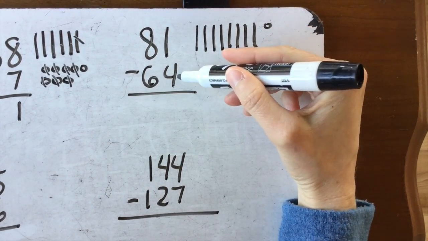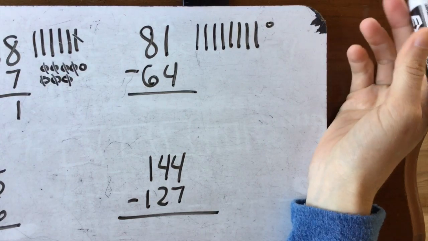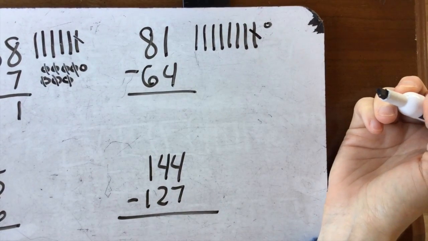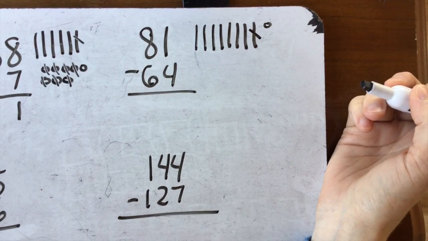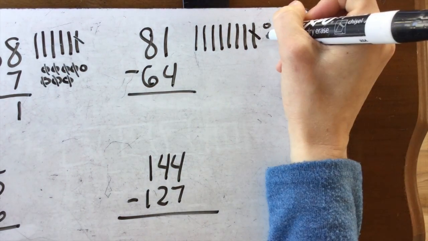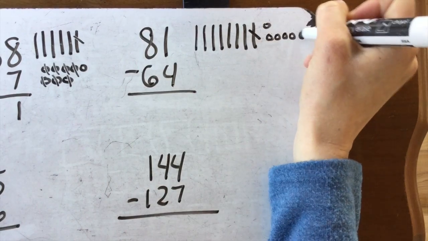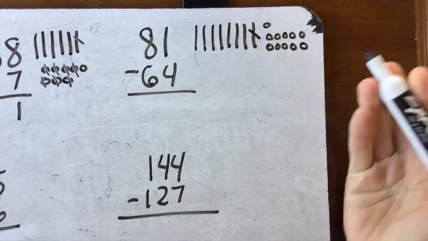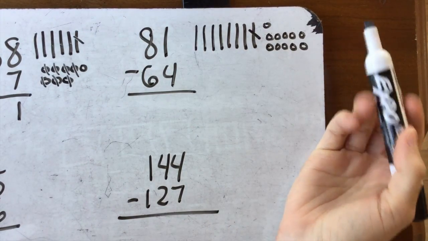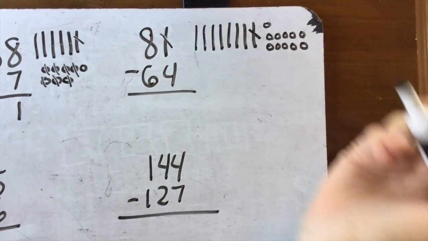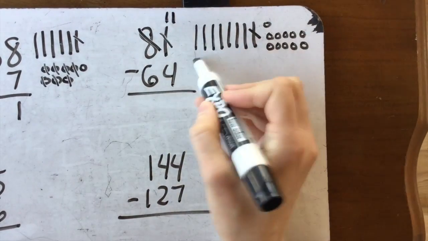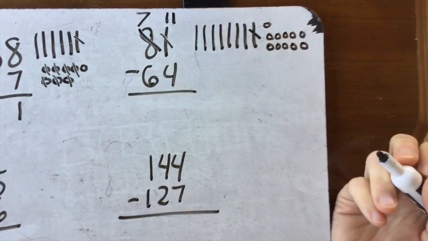We don't have 4. So we need to get more ones. And how we're going to do that is we're going to cross off a long, which is 10 ones, and turn it into those 10 ones. So we have 1, 2, 3, 4, 5, 6, 7, 8, 9, 10. All right. So if we were doing it vertically, we would now, instead of 1 one, have 11 ones, and instead of 8 tens, we would have 7 tens.